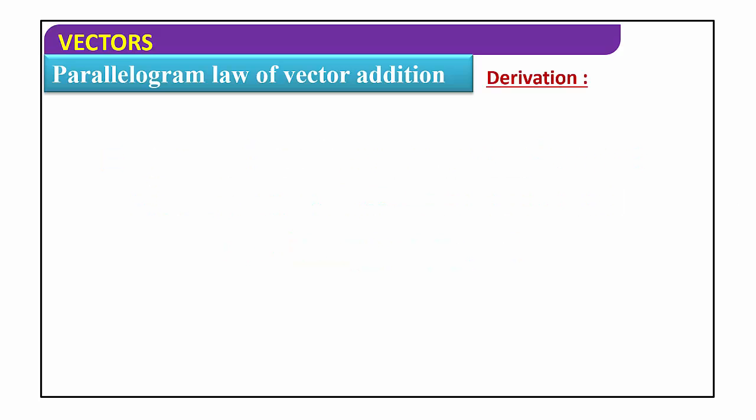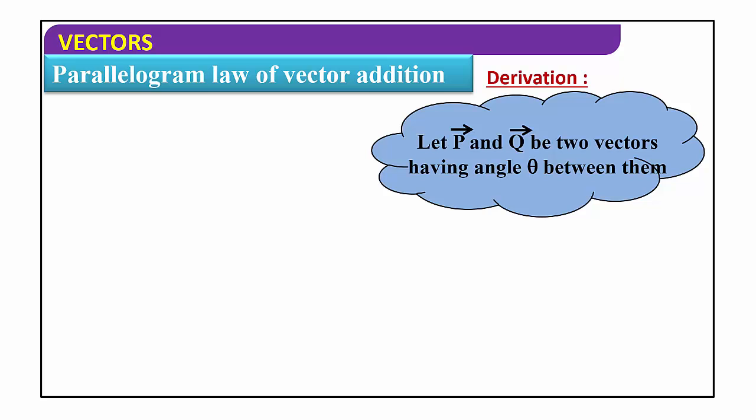Now let us derive an expression. We already studied the parallelogram law of vector addition in the previous class. This derivation is very important and it carries 5 marks in your board examination. So first I am going to consider two vectors P and Q. Vector P and vector Q are the two vectors, and these two vectors have an angle theta between them.